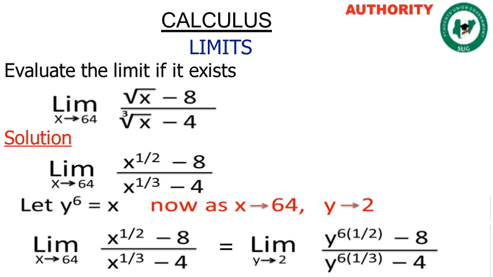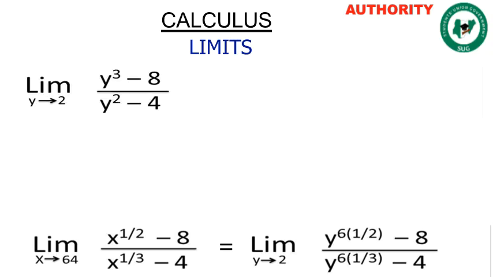3. Okay. Now in our denominator also, what are we going to have? We'll have 6 times 1 is what? 6, divided by 3 is what? 2. Now let's go. That means we are going to have lim as y approaches 2 of y raised to power 3 minus 8 all over y raised to power 2 minus 4. Hope you understand how we get this y raised to power 3.